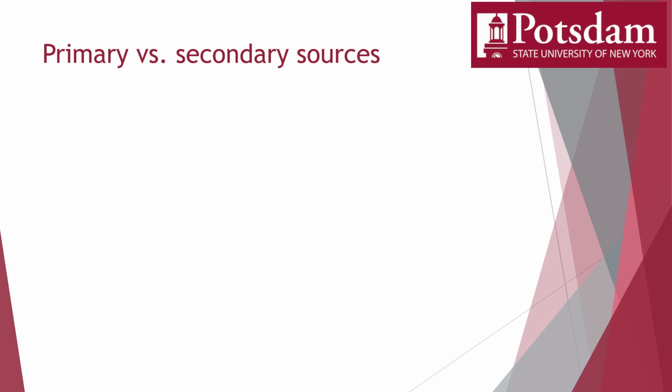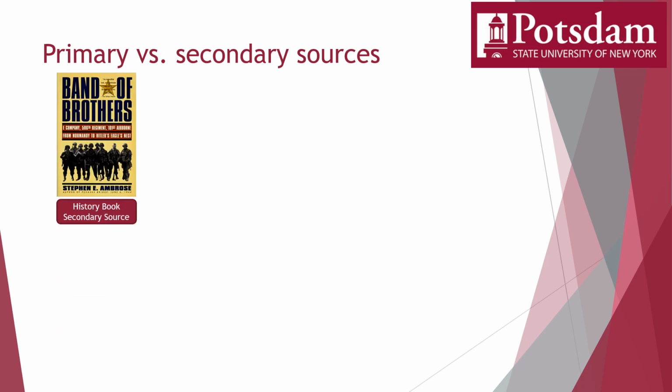So what are some examples of primary sources versus secondary sources? Well, one would be a history book, like Band of Brothers, written by historian Stephen Ambrose. Ambrose did a lot of primary source research himself. He interviewed dozens of veterans of World War II, and then he wrote a narrative of their experiences, making decisions on what quotes to choose, what stories to tell, and what language to use. So Band of Brothers is a secondary source.